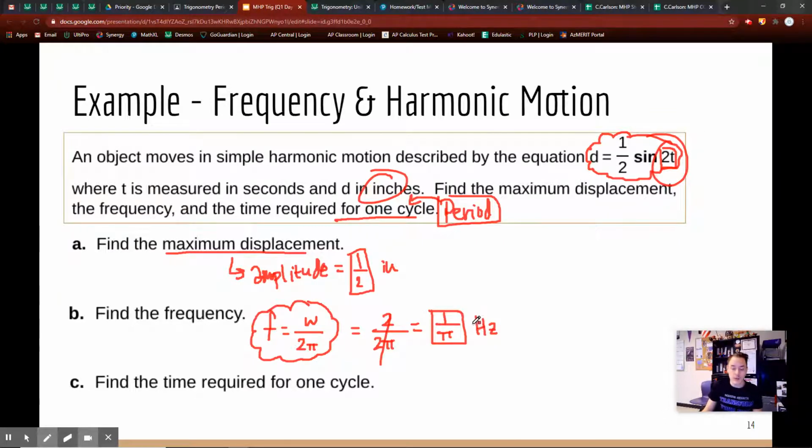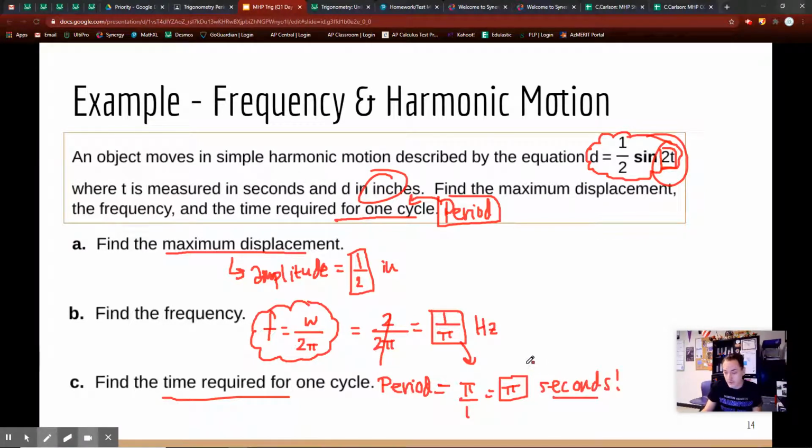Okay, but it is 1 all over pi, which means what is my actual time required for one cycle? What does my period actually equal? Well, it's just this flipped. So that means it's pi all over 1, which is the same thing as pi. Okay, and because we're looking at time, technically it's seconds. So pi in seconds, pi seconds, whatever. Seconds for pi? Yes, please. All right, that is it.